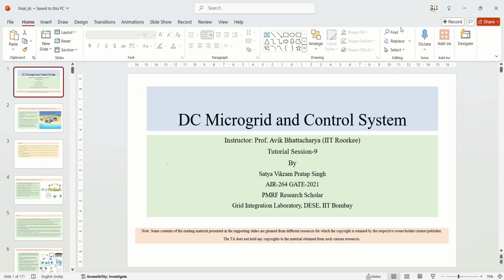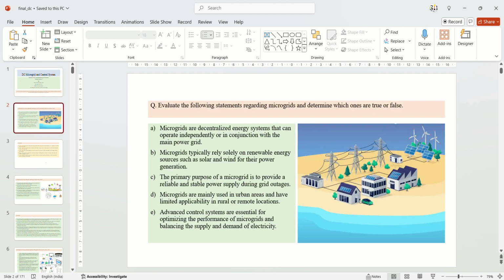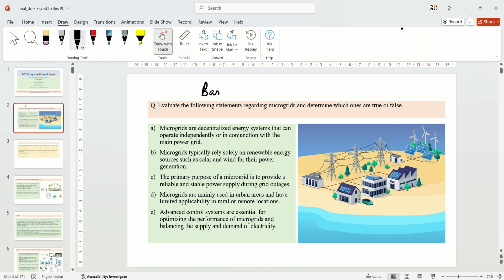This is the last tutorial session of this whole course. After that you have the exam schedule. So this can be helpful for solving questions related to that, and some of the fundamentals should be cleared in this tutorial session. This is the first question which I have put regarding the basic definition of microgrid.